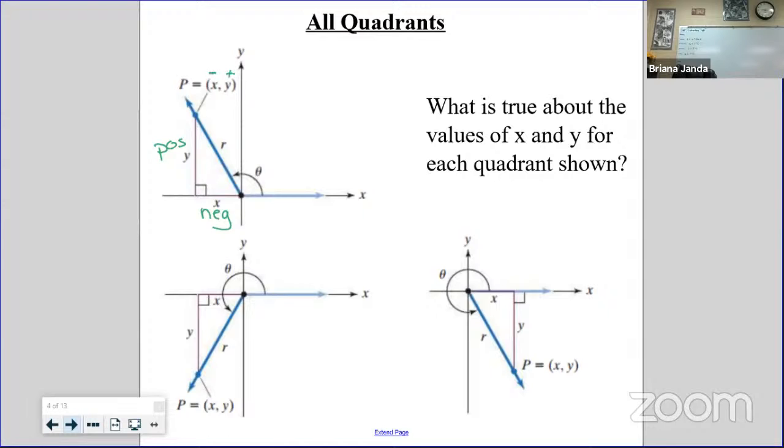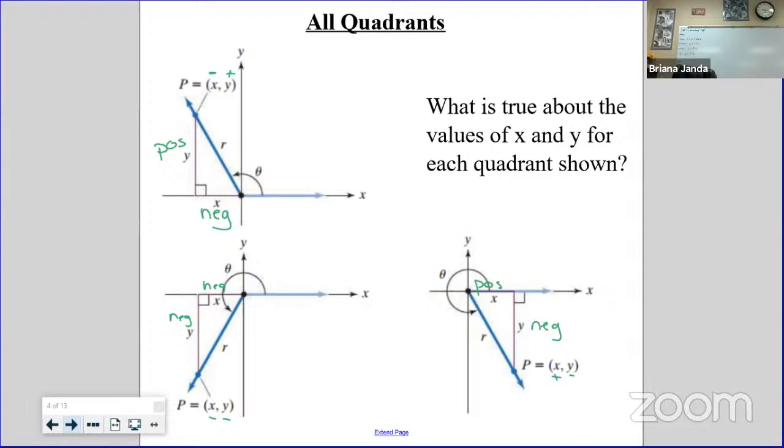Okay. How about getting into quadrant 3? Left and down. Negative, negative, right? I would have to move in a negative direction and then another negative direction. Negative, negative. And then finally, to get into quadrant 4, I have to move to the right and then down. Right being positive, down being negative. Okay.